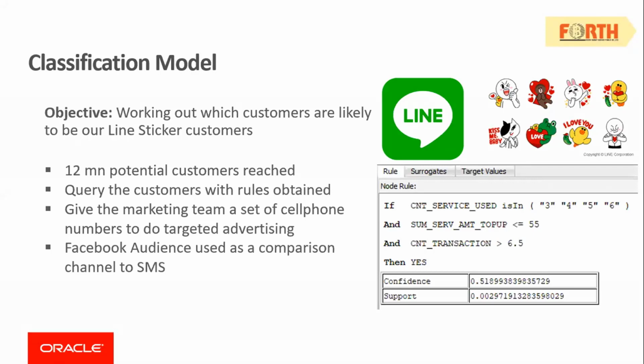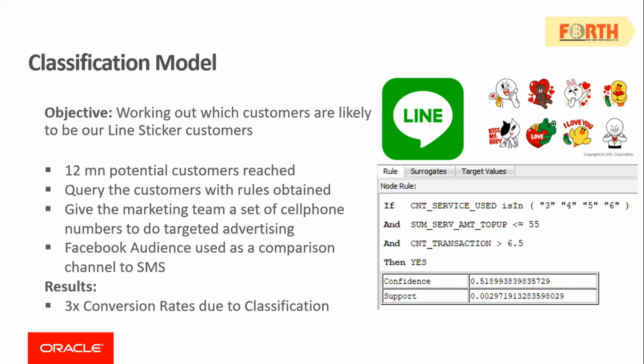And so we had a slightly low support. The confidence for this one is around 52%, which is not too high, but there are other groups that have higher confidence. By using these rules, we were able to query customers who have these criteria.